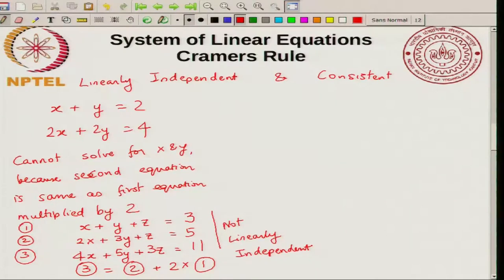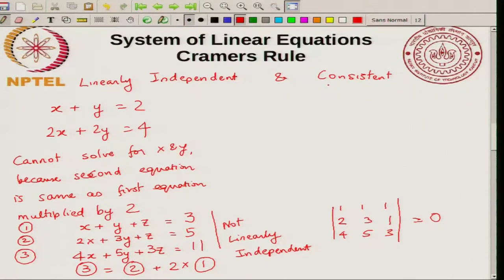In fact, what you'll get is that the determinant will turn out to be 0. If you take the determinant of the matrix 1, 1, 1, 2, 3, 1, 4, 5, 3, this determinant equals 0. You can easily verify that this goes to 0. So Cramer's rule does not work, and you cannot solve this system of equations, and it is obvious because you don't really have three independent equations. You have only two independent equations and three unknowns, so you cannot solve it.